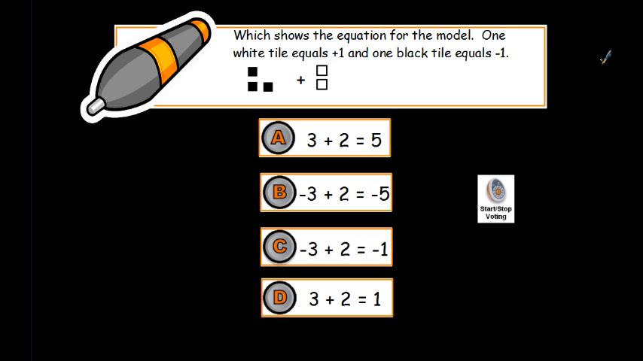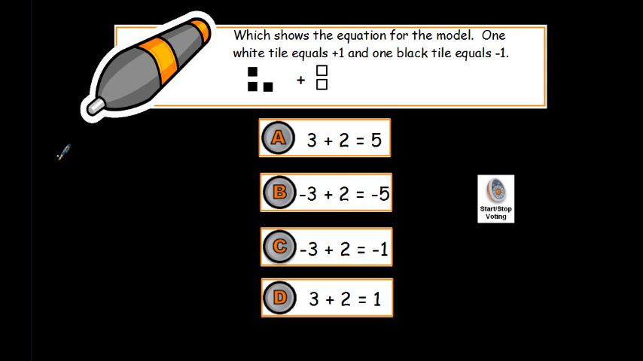Alright, so this one's just a couple practice problems, so go ahead and see if you can figure this out, and when you get it, we'll come back and I'll give you the answer. Alright, welcome back. This says, which shows the equation for the model that's represented below. White tiles are positive 1, black tiles negative 1.